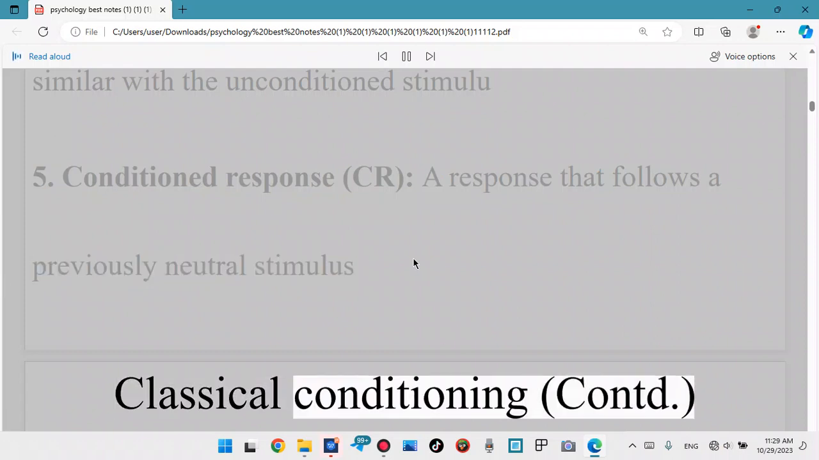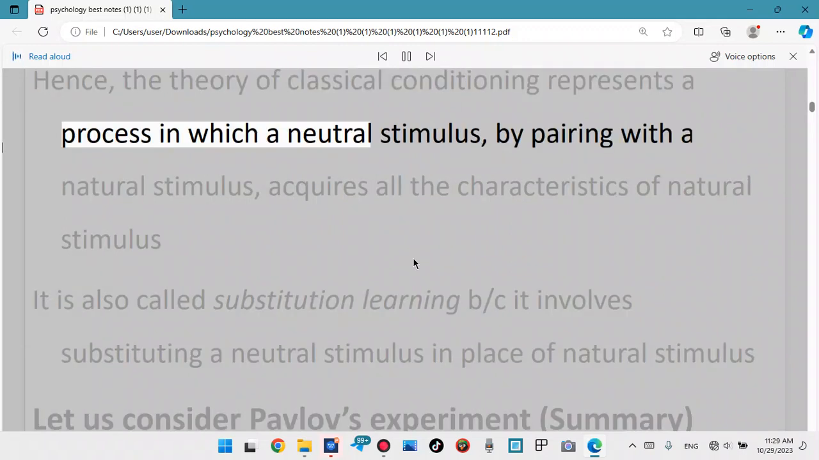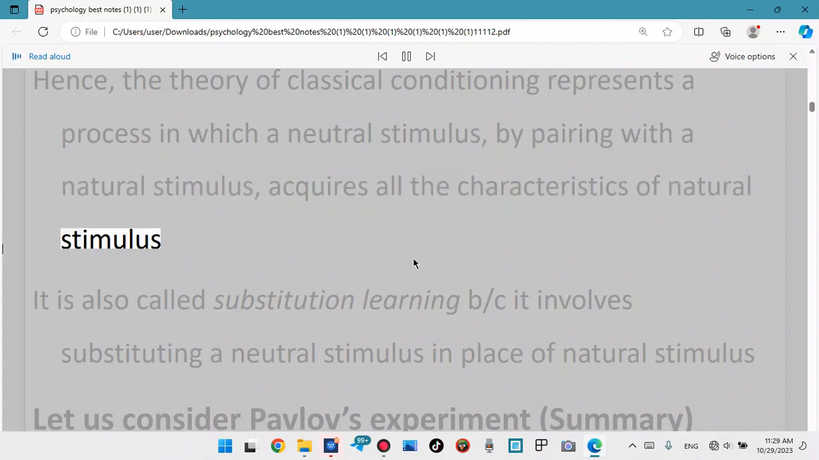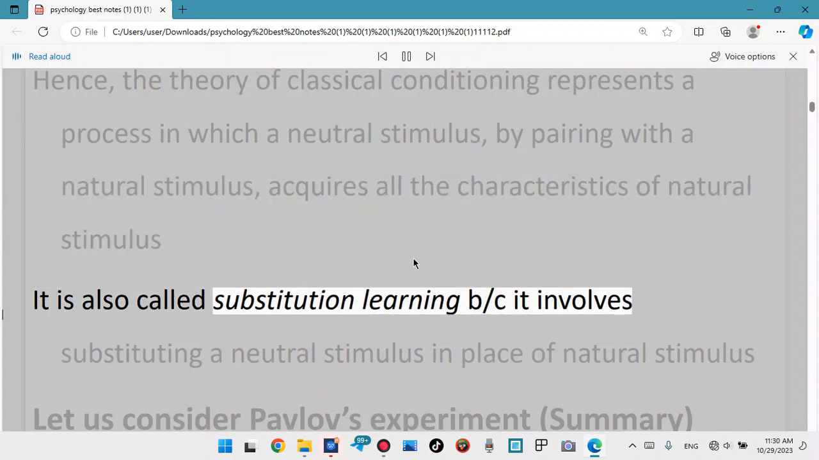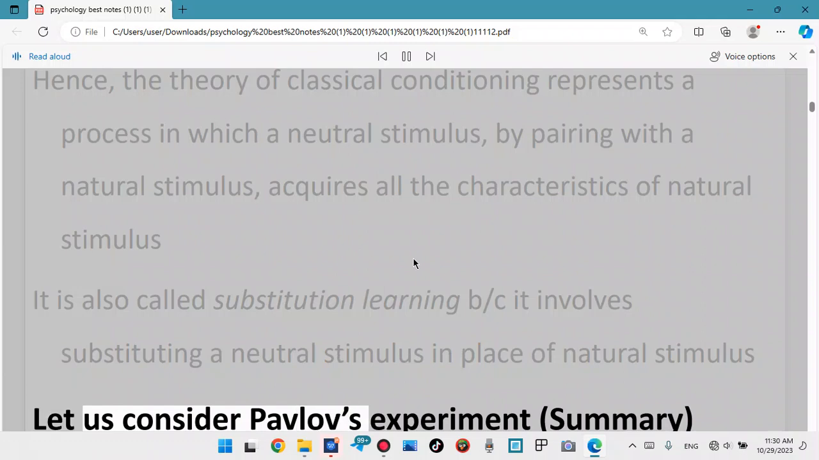Classical conditioning, continued. Hence, the theory of classical conditioning represents a process in which a neutral stimulus, by pairing with a natural stimulus, acquires all the characteristics of the natural stimulus. It is also called substitution learning, because it involves substituting a neutral stimulus in place of the natural stimulus. Let us consider Pavlov's experiment.